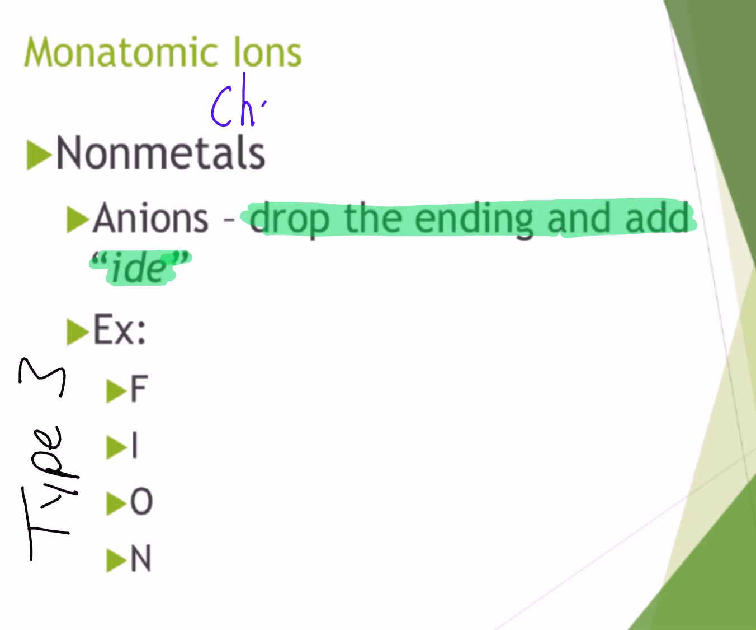So folks, our charges are known here. All right, we will know their charges. Again, going back to our colored in periodic table from earlier. Ide implies you have a what? Anion. An anion, guys.